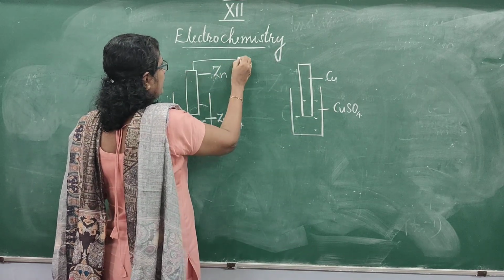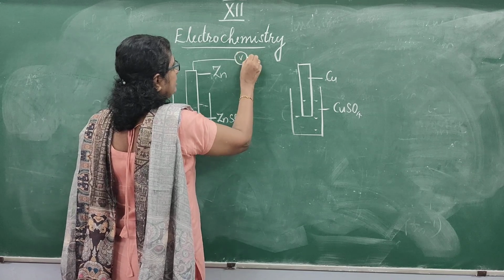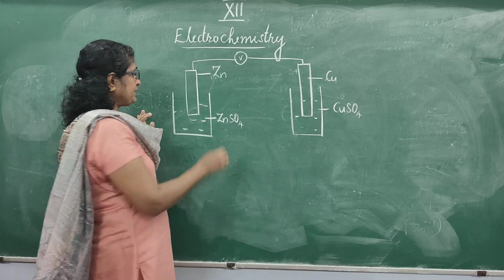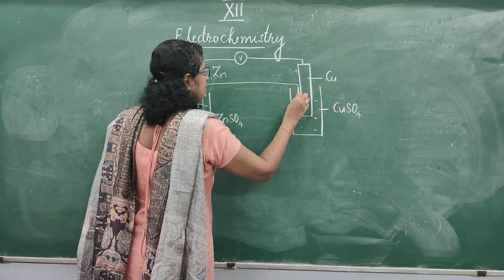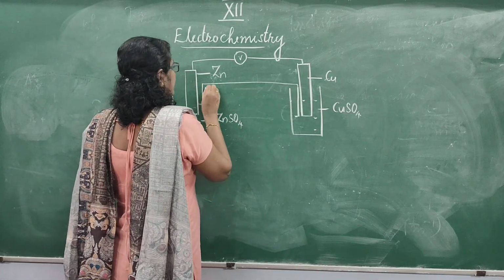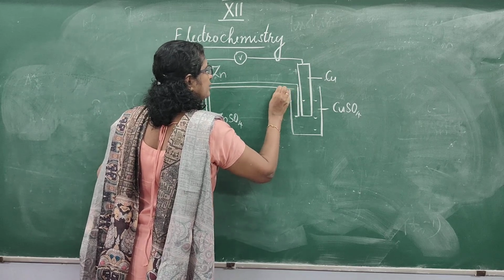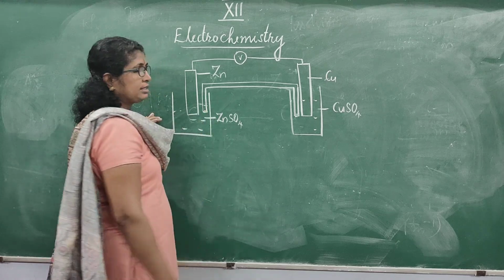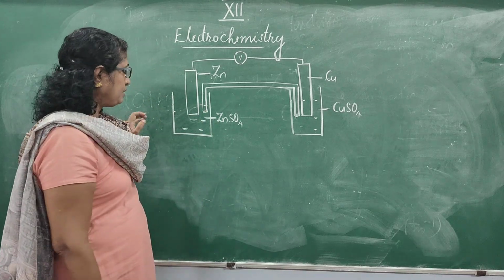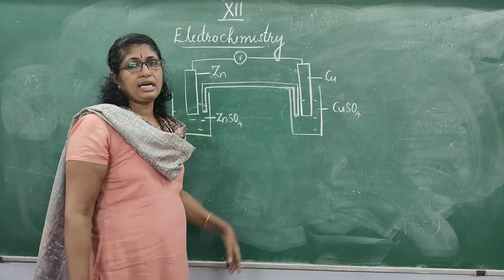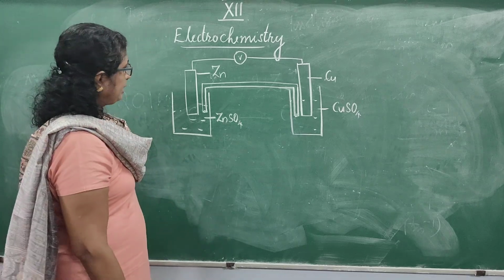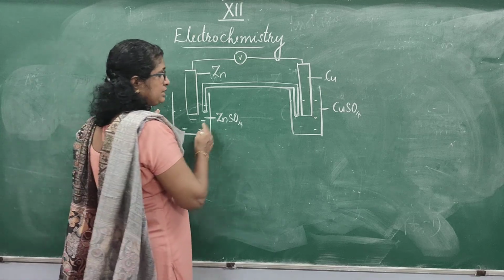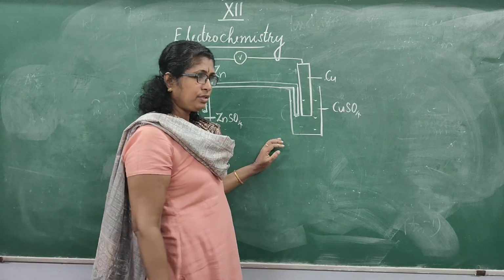Now these two rods are connected by a voltmeter, and the two solutions are connected by a glass tube. We call it a salt bridge. This glass tube contains potassium chloride solution and it is closed with agar-agar, a gel of agar-agar. So I have kept zinc in zinc sulfate and copper in copper sulfate solution.